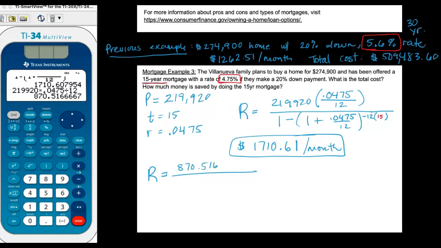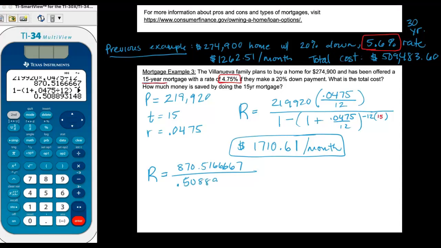I like to do these separately. I find I make fewer mistakes when I do it this way. You can put this all in one step even if you have a scientific calculator, but I find this is easier. So the denominator, I'm just going to push 1 minus parenthesis 1 plus 0.0475 divided by 12 and parenthesis, and then raise to the negative 12 times 15, or you can do negative 12 times 15 ahead of time and just write down that answer. And so then I write down the denominator.